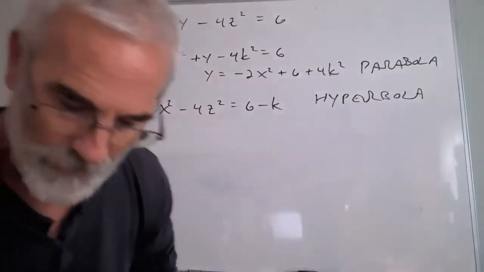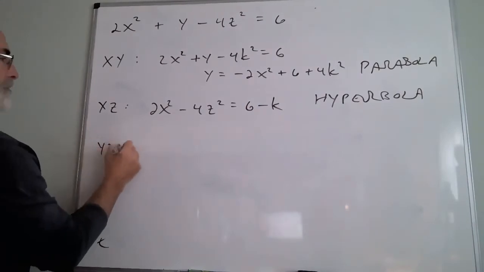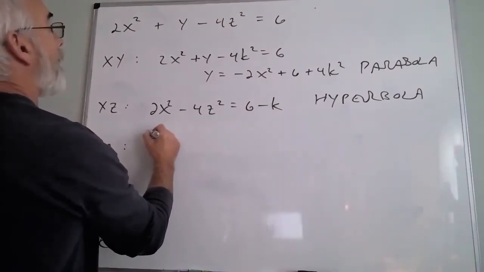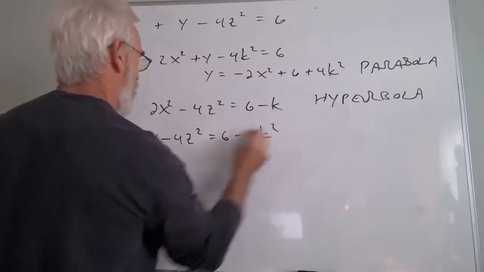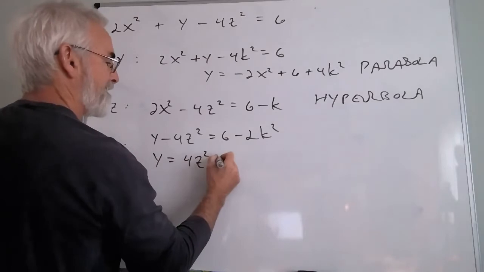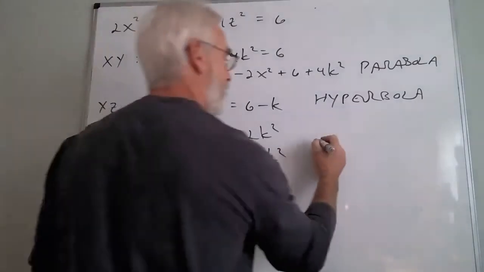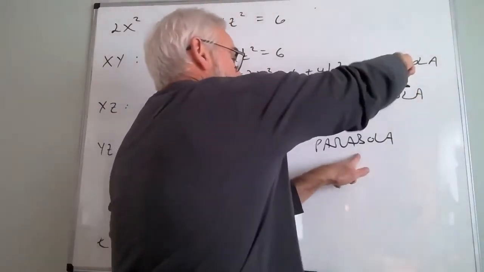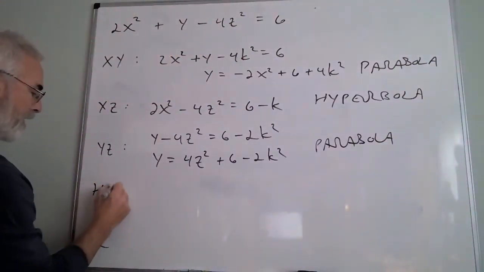Okay, continuing. Now let's look at the YZ plane. So I've got y minus 4z squared equals 6 minus 2k squared. So like before, I'm going to solve for y. I think it makes it easier. Aha, clearly that's a parabola. All right. So parabola wins. This is a paraboloid. This is a hyperbolic paraboloid.